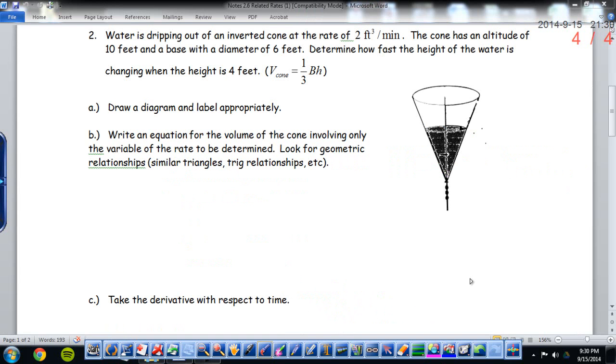All right, water is dripping out of an inverted cone at a rate of 2 feet cubed per minute. The cone has an altitude of 10 feet and a base with a diameter of 6 feet. Determine how fast the height of the water is changing when the height is 4 feet.